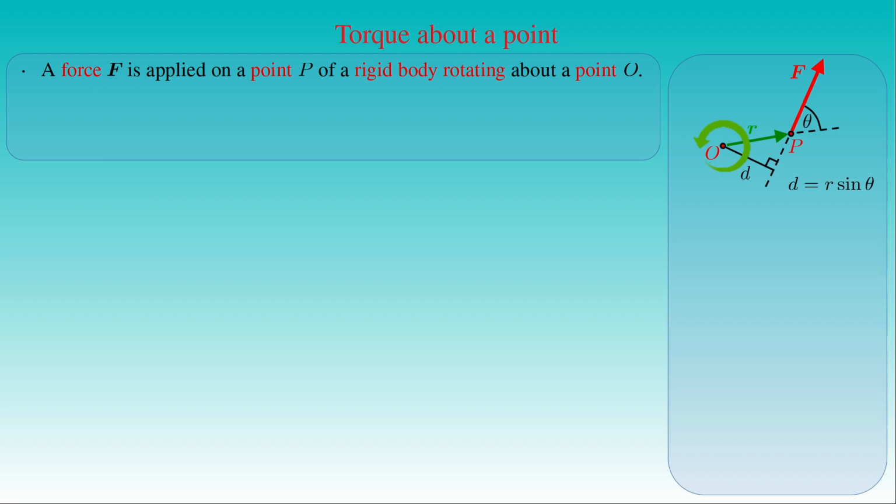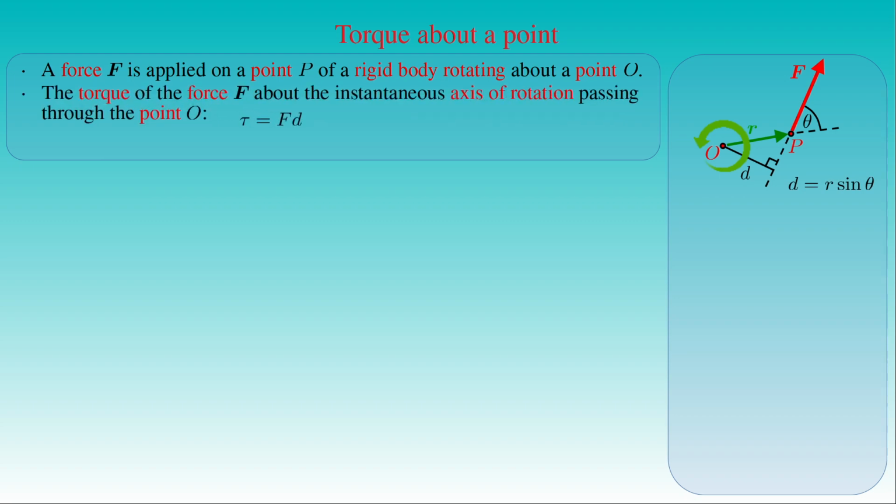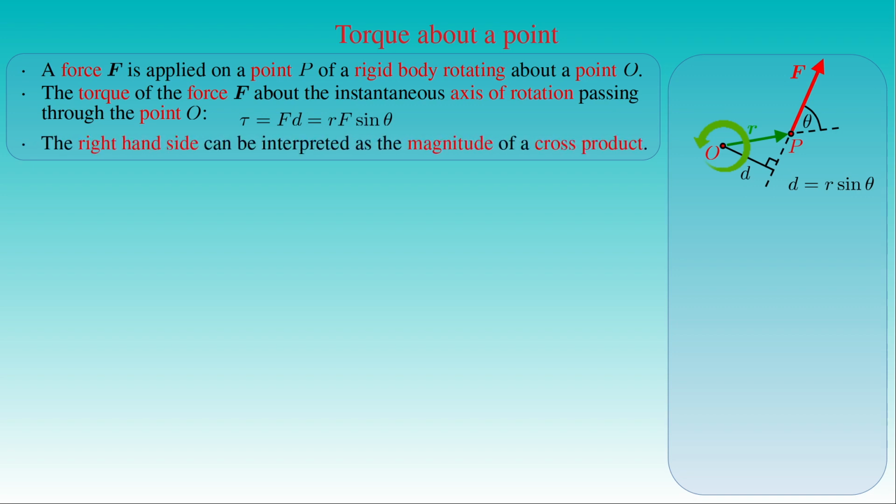By definition, the torque τ of the force F about the instantaneous axis of rotation passing through the point O is given by the magnitude of the force F times the lever arm d of the force, which is equal to r times F times sine θ. If we interpret the right-hand side as the magnitude of a cross product, namely the cross product of the position vector r and the force F, then we can generalize the concept of torque as follows.